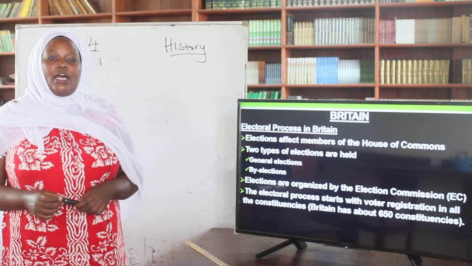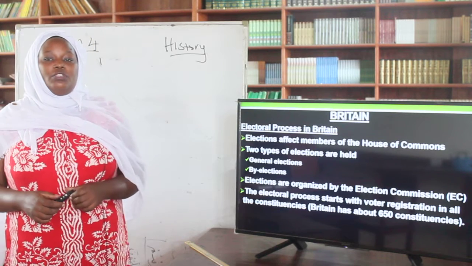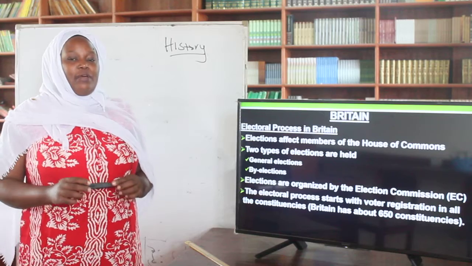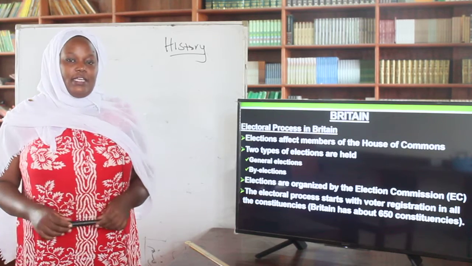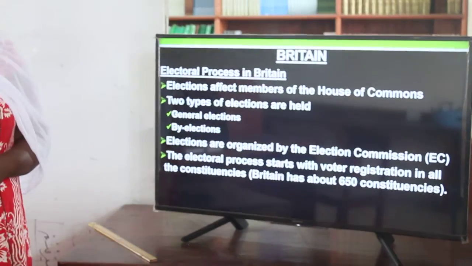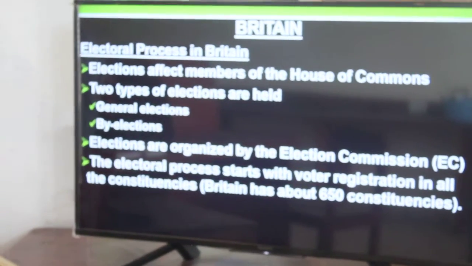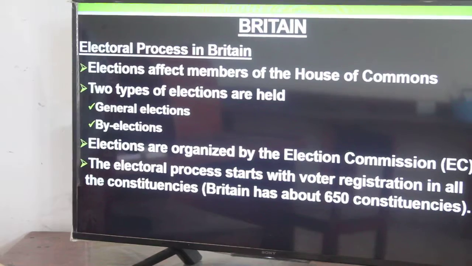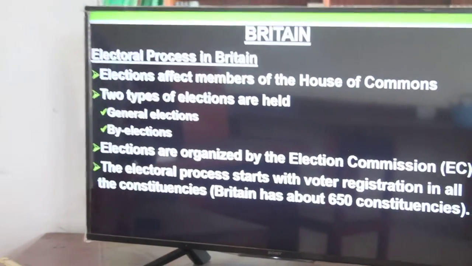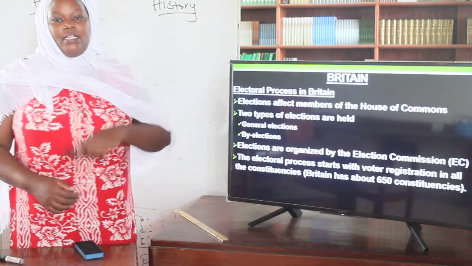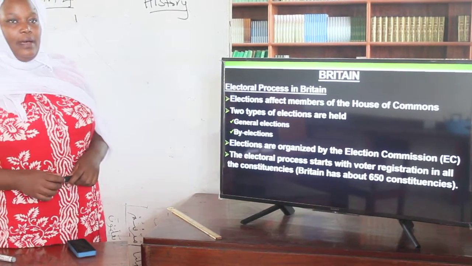So the elections are normally organized by the Electoral Commission, EC, and the electoral process normally starts with voters' registration, just like here in Kenya, where the voters have to register in all the constituencies, and Britain has around 650 constituencies. Here in Kenya, we only have 210. So you can imagine 650 constituencies, that's a big number.